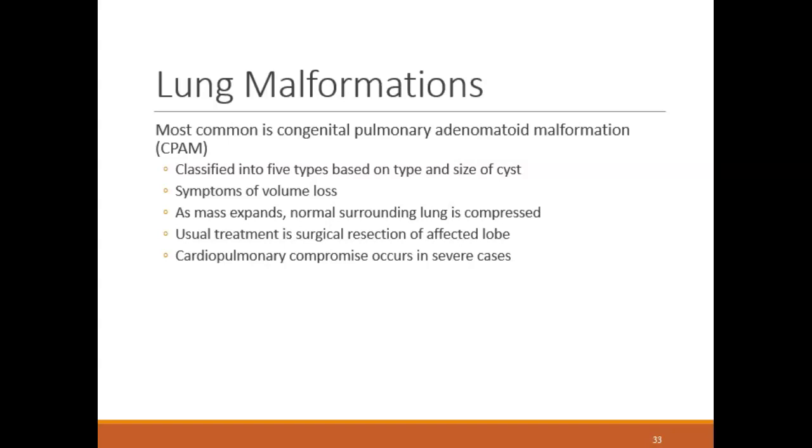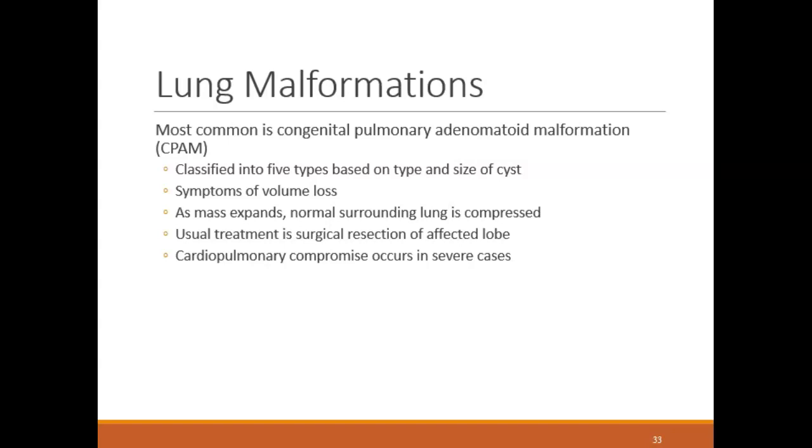So the most common lung malformation is going to be congenital pulmonary adenomatoid malformation. That's a hard one to say. This is a cystic disorder. It's classified into 5 different types based on the size of the cysts. This disorder can affect different amounts of lung space.